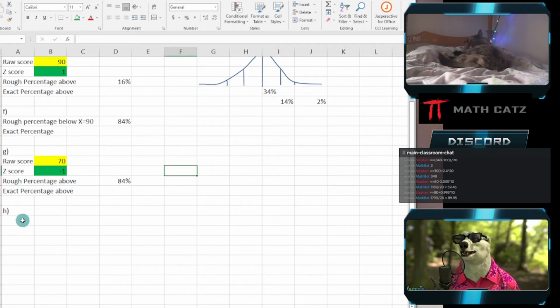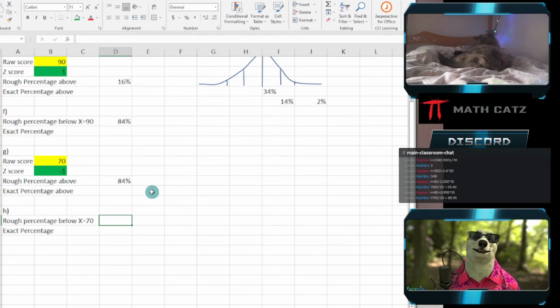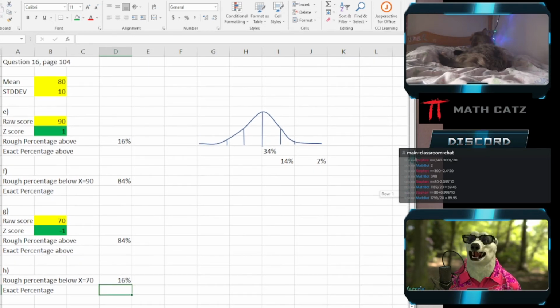Exact percentage, we're going to get to that, and then we can use that for the below. I'm just going to copy this, but I need to update the 90 to a 70. So the rough percentage below 70 will be below this line, which will be my 16%. And because of the symmetry, we have very similar answers, right? Sort of flipped around. Okay. So we can use a spreadsheet for a convenient calculator. Let's go a little further.